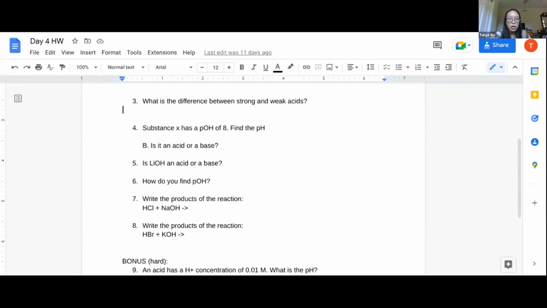Okay, so strong acids completely disassociate, or donate their protons all the time, and weak acids only disassociate sometimes. So the equilibrium for weak acids is going to be a lot further to the left, as not all of it is going to disassociate.